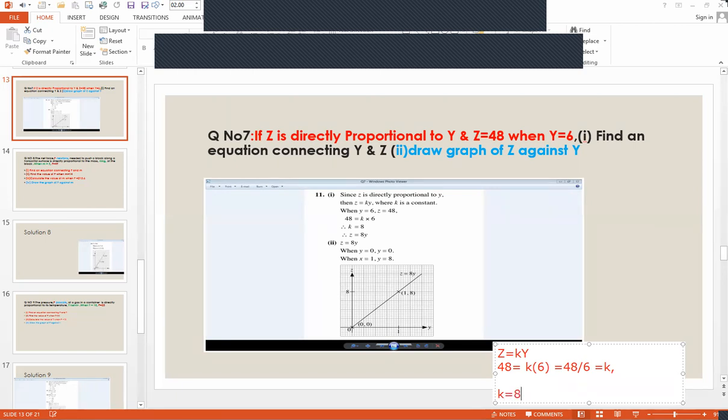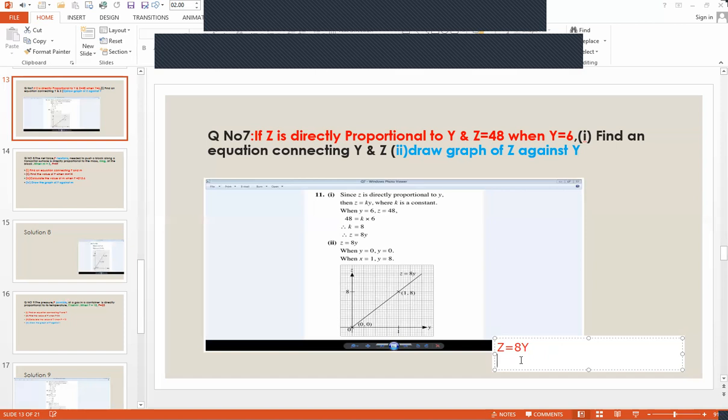Now we have to rewrite the equation connecting z and y. How do we write it? By putting the value of k. So instead of writing k, I have to write 8. So z is equal to 8y. Is it clear? Look here. Value of k is equal to 8, so we put that value in the equation. We will get z is equal to 8y. This is the first part of the question.